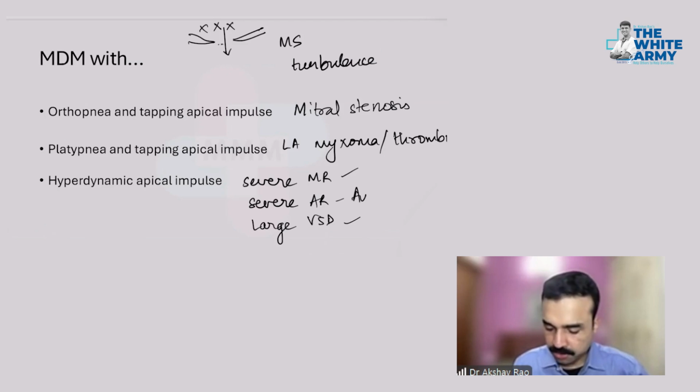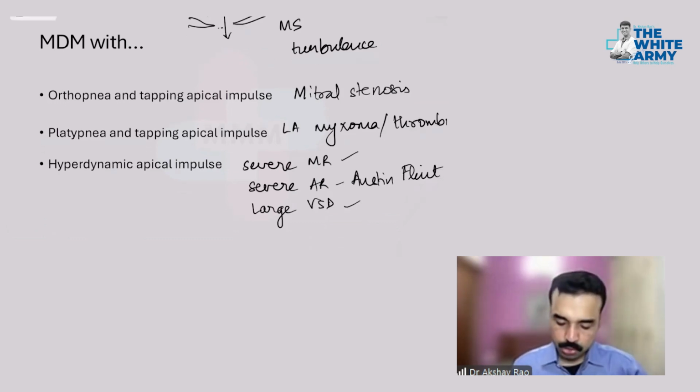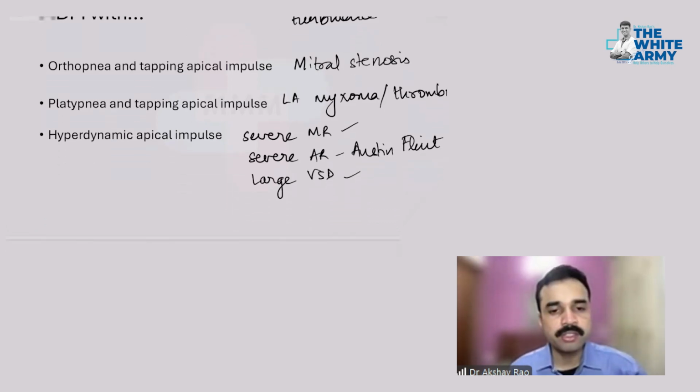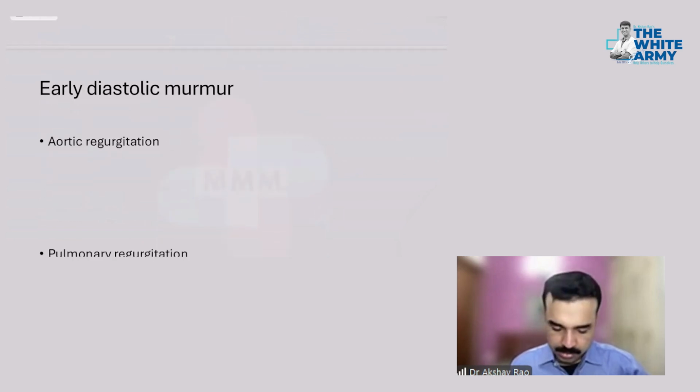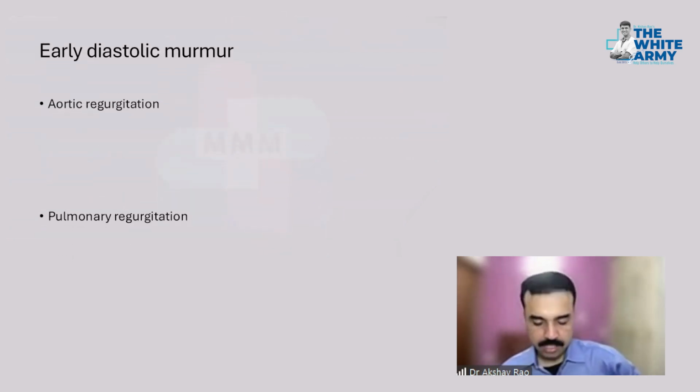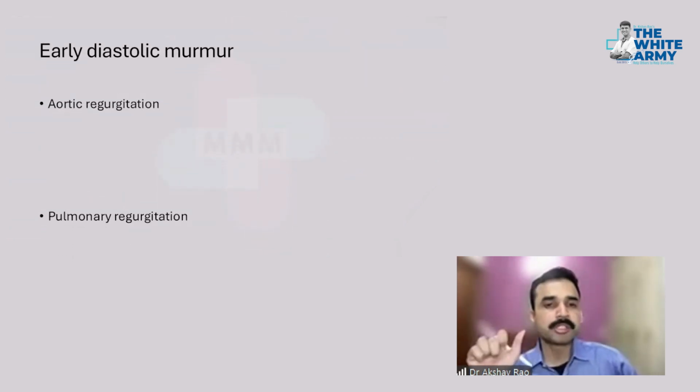This is known as Austin-Flint murmur because of impingement of the regurgitant jet on the mitral valves, not allowing it to open fully. Okay. That is about mid-diastolic murmurs and the different causes. Remember, Carey-Coombs murmur is also mid-diastolic.